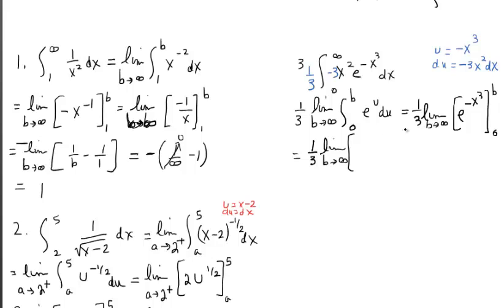Okay, I'm going to make this a denominator. I'm going to make it 1 over e to the b cubed, minus, I'm plugging 0 in, 1 over e to the 0. I'm going to do a little cleanup and then evaluate as b goes to infinity.